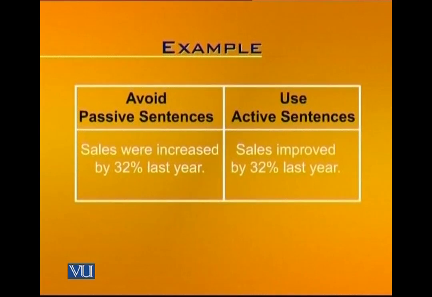For example, the use of passive voice can be seen by this example. If you say sales were increased by 32% last year, this is a sentence in passive voice. An improved way of saying the same thing would be sales improved by 32% last year.